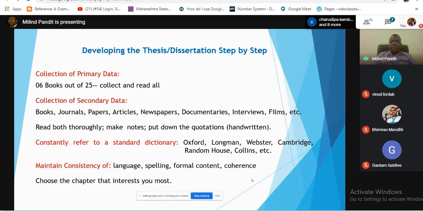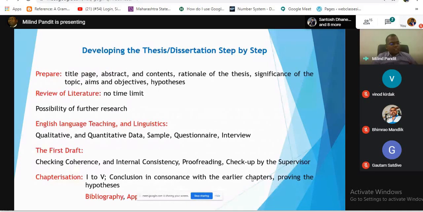So here I would like to say, when writing a research thesis, when producing a dissertation, we should choose the chapter that interests us most. This is again a point that we should consider. Then I shall get to another slide. And here it is the preparation of the thesis.